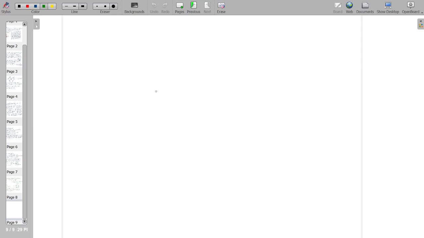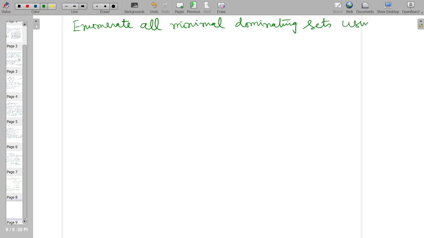Now we will try to enumerate all minimal dominating sets using Boolean arithmetic.